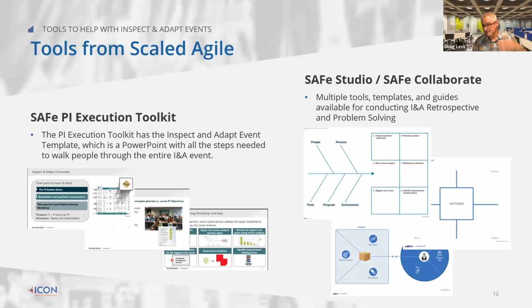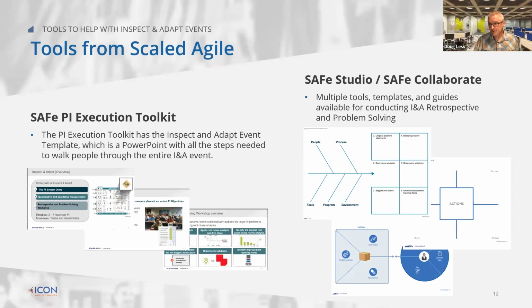I did want to shift gears a bit to some tools for inspect and adapt. Of course, Scaled Agile provides us several different things. There's the SAFe PI Execution Toolkit, which has a complete inspect and adapt template. It has all the PowerPoint you could possibly need, from how I would orchestrate the system demo, to walking people through problem solving. It's a great tool to use when you're prepping your problem solving facilitators. Walk them through the problem solving steps as outlined in this PI Execution Toolkit.